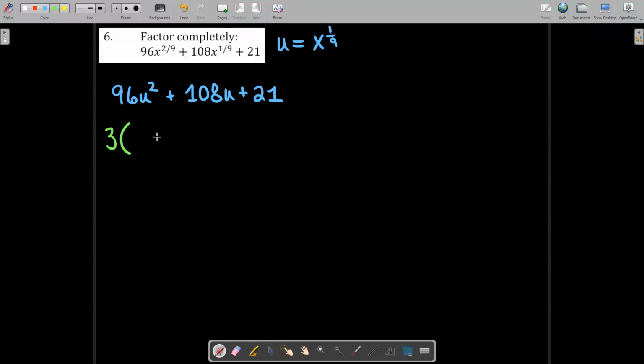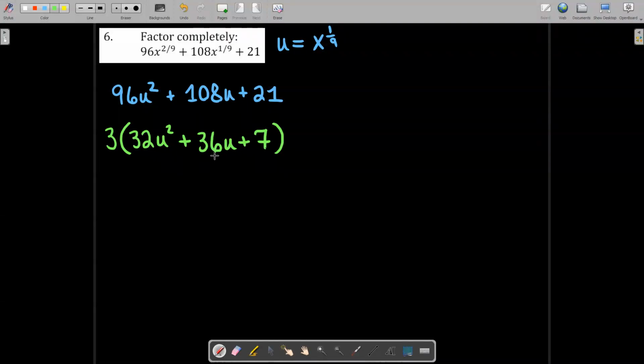And if I do divide them by 3, that's going to be 96 divided by 3 is 32. So this would be 32u squared. 108 divided by 3 is going to be 36u. And then 21 divided by 3 is just 7. So yeah, our numbers are still going to be big, but they're not going to be quite as big.